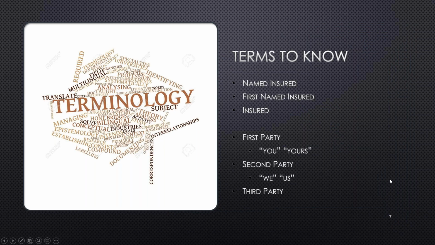All right. Some terms to know. We talked a little bit about first named insured. Named insured is people that are named on the contract, like Bob and Bill own the grocery store, Bob and Bill's grocery store. They're both named, but remember, Bob is the first one named, so Bob is the one that controls it. Always remember that the first named insured controls the contract.